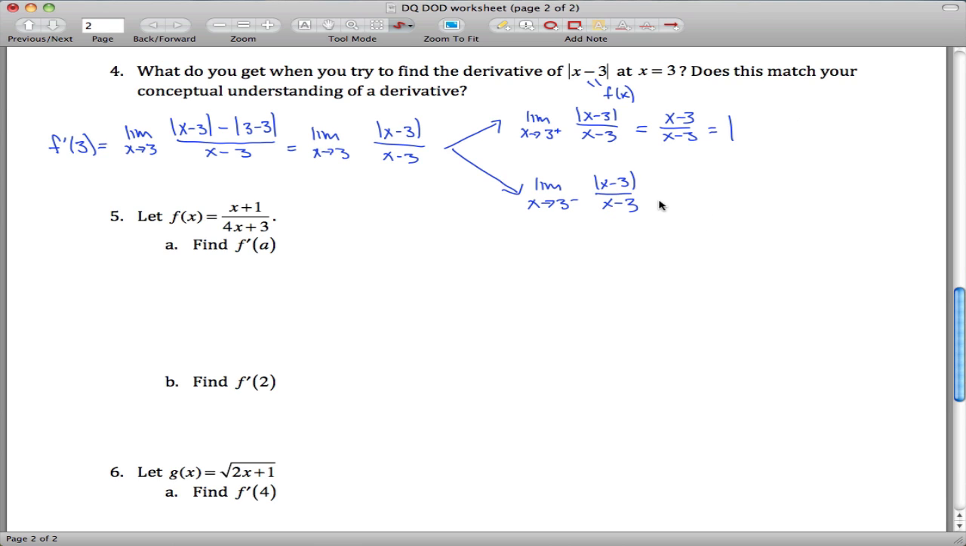Over here, it's a little bit different. Now x approaches 3 from the negative side, so this number is less than 3. When you subtract 3 from it, you get a negative number. So the absolute value signs are switching the sign of what's on the inside here. Now those cancel out and I get negative 1. So I'm getting a different limit when I approach from the positive side than I get when I approach from the negative side. So this limit does not exist.